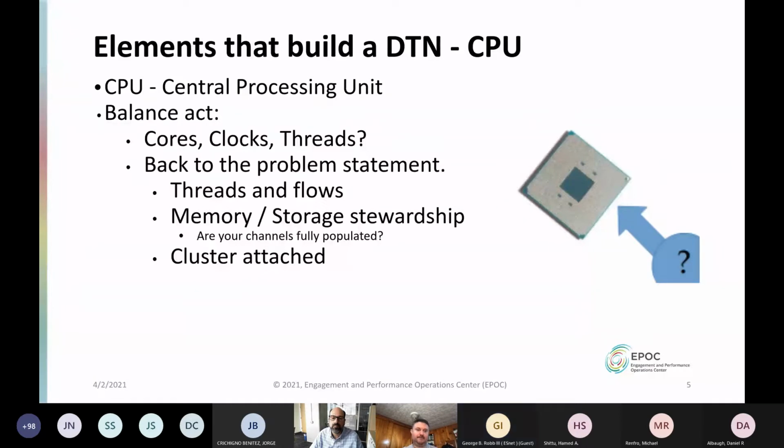Threads and flows, that goes back to core count. Memory, storage, and stewardship, right? So I always talk about memory, and I have kind of a nervous tick about it: take a look at your processor type and make sure that your memory channels are fully populated. And then another component with your CPU as you make the selection: is it cluster attached? Are you going to have to give a couple threads and cores off to ensuring that you're able to keep up with your Lustre file system or your GPFS, or encrypt and decrypt if you're in a secure environment? So when selecting a CPU, keep your balance in mind. Are you serving science? Are you meeting the problem set?